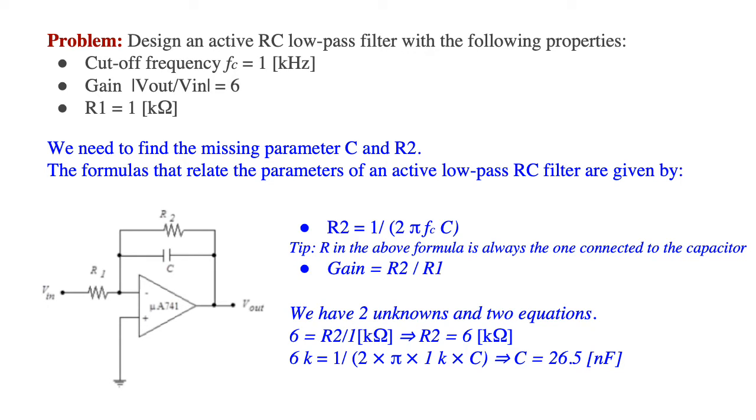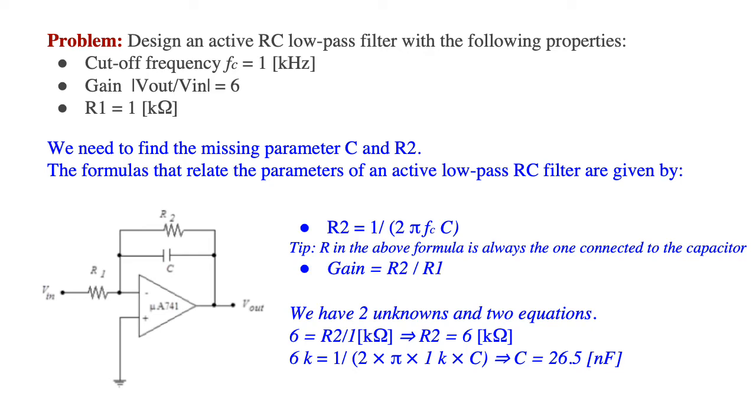Notice that the formula that relates R2 to the cutoff frequency and the capacitor is the same for the low pass filter and the high pass filter, except that we will use the value of R that is directly connected to the capacitor. For example, in this case, we have a low pass filter in which R2 is the resistor that is connected to C. Therefore, this formula will give us the value of R2. And if we're dealing with a high pass RC active filter, then this formula will give us the value of R1. So it will be R1 is equal to 1 over 2 times pi times F times C.